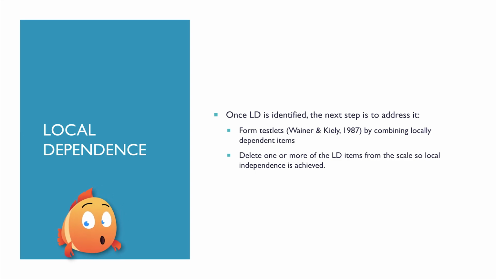You can also delete one or more of the locally dependent items from the scale so that local independence is achieved. So if you remove one of the items or modify it so it no longer gives your user extra information, you've addressed that problem. Now, obviously, this is an iterative process, and if you modify an item, you need to collect more data on it, because you can't just assume that it has the same level of difficulty and all that other information.